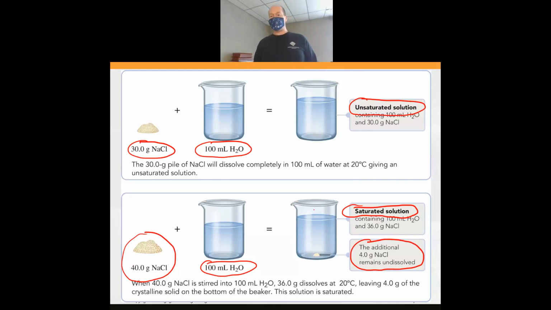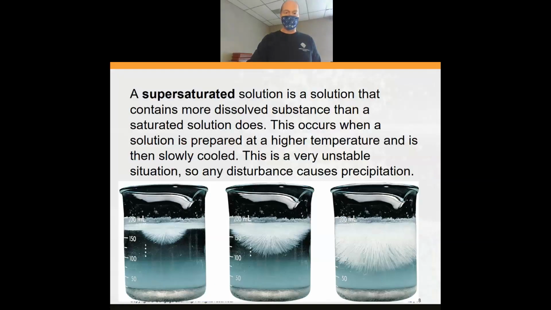If you have solid at the bottom that will not dissolve, then you have a saturated solution. Since we were given the solubility of sodium chloride in water, we know that 36 of these grams will dissolve in the 100 mLs of water, and 4 grams will not. So the 4 grams will be left at the bottom of your beaker. If you want to know if something is saturated or unsaturated, you just look for solids at the bottom. If you see solid at the bottom, you have a saturated solution.